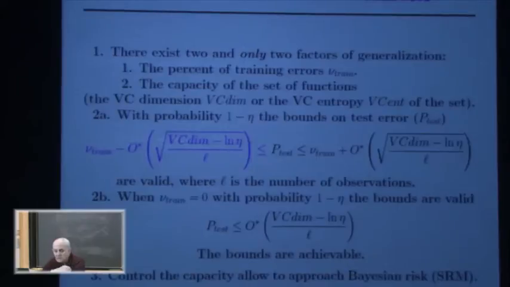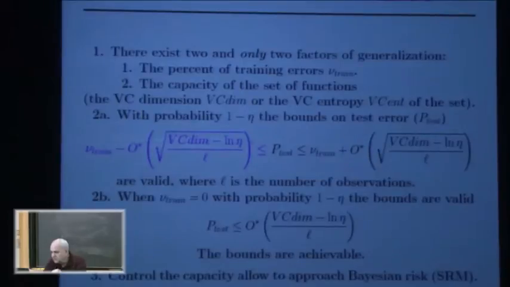Well, this machine was invented at the beginning of the 50s, but in the 60s and 70s an absolutely beautiful theory of learning machines was developed, about picking one function from the set of functions. The main result of this theory was that there exist two and only two factors that are responsible for generalization. And this "only two" is very important.